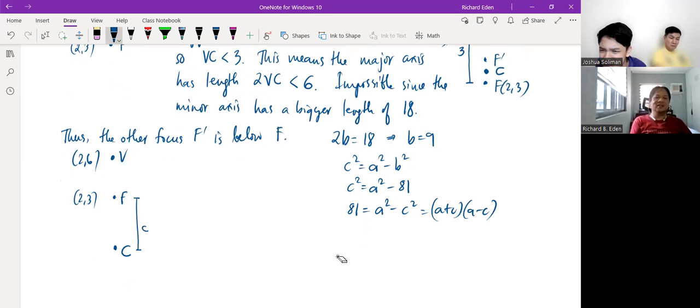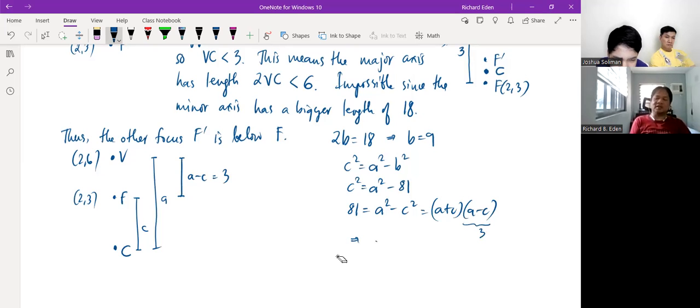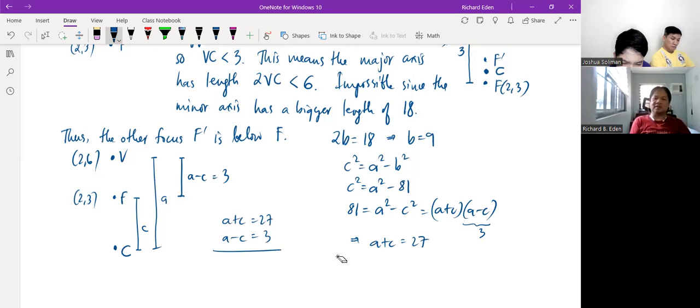So if we know A plus C, we can add that to A minus C and get 2A, which is the major axis. And then we can solve the ellipse. All right, so A minus C is 3, which means A plus C is equal to 27. Then you have the system A plus C is 27, A minus C equals 3, which means that A is equal to 15 and C is equal to 12.